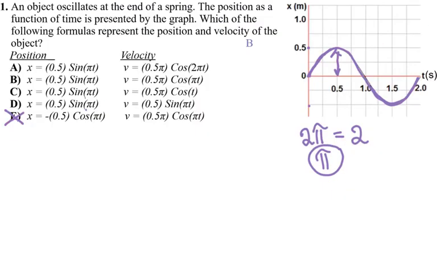So our velocity is going to be cosine. This one has sine. This one has sine. So that doesn't work. So I have to cross out D now. So what's left is only these two.